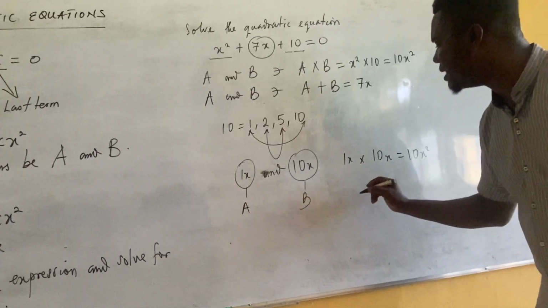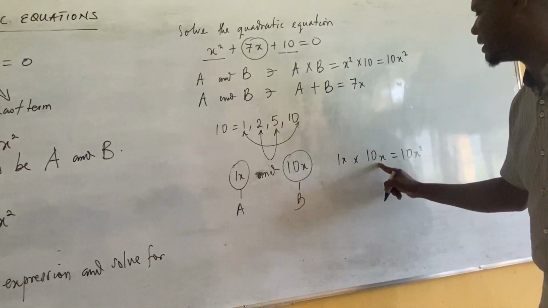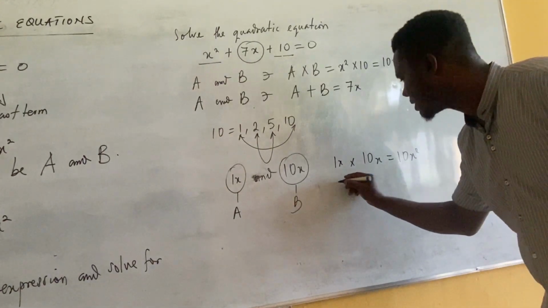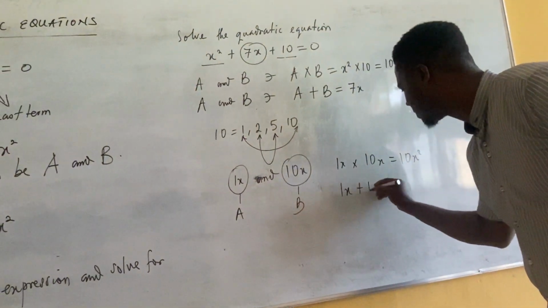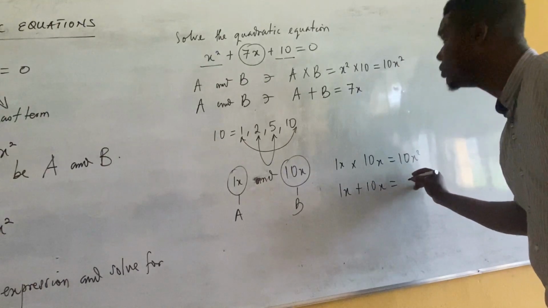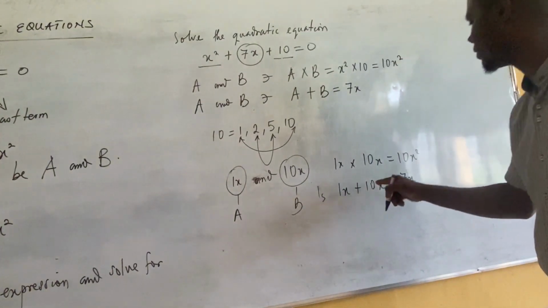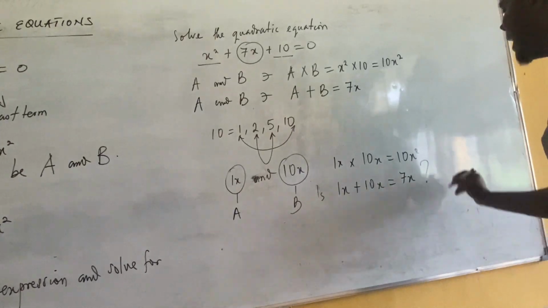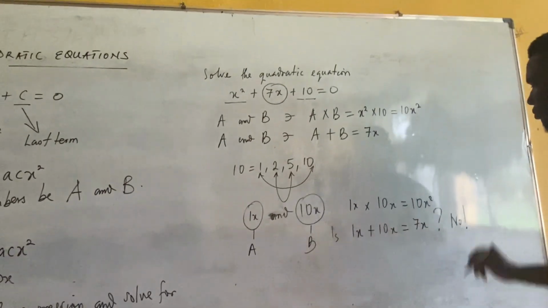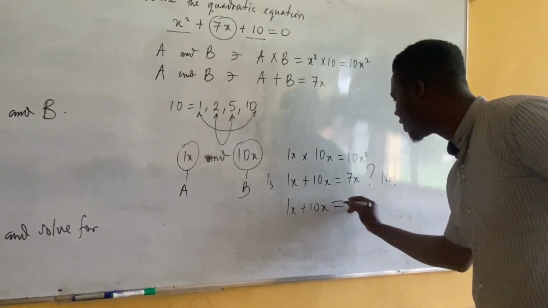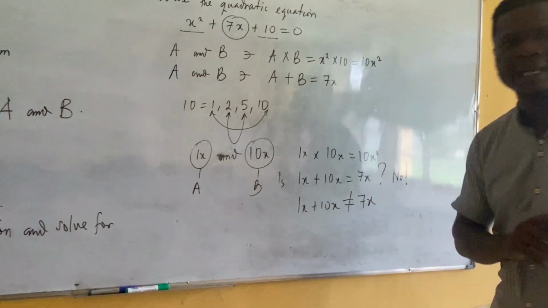The next step is that the same 1x and 10x must add up to give us the middle term. Now, the question is, is 1x plus 10x equal to 7x? The answer is a big no. So 1x plus 10x is not equal to 7x.